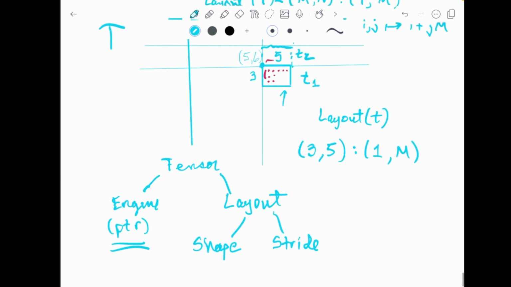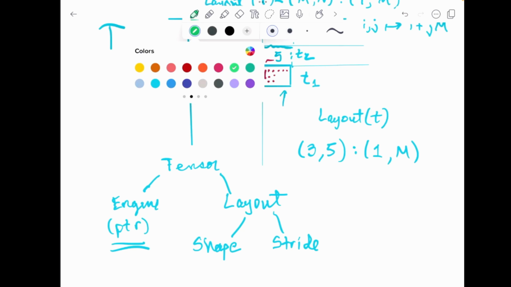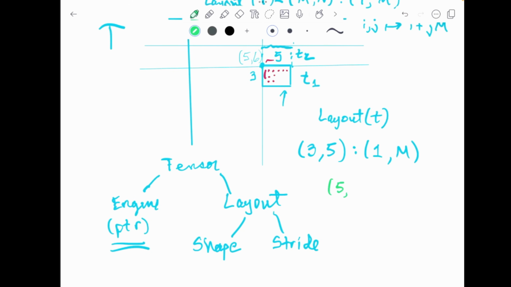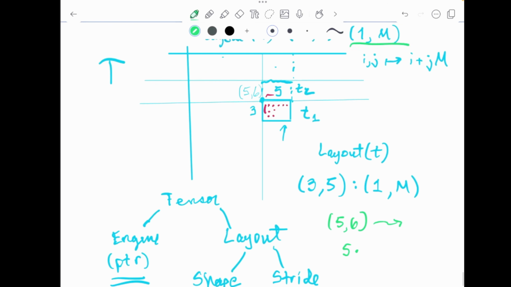So the base pointer of this one that I drew here, because it starts at index, let's calculate it. It starts at index 5, comma 6, which we can use the original layout to take to what offset that corresponds to. So that's 5 times, well, let's look back up at the stride. It was 1, comma m. So in order to get from a coordinate to an offset, we do the dot product, 5 times 1 plus 6 times m. So that would be the starting offset of this subtile here.